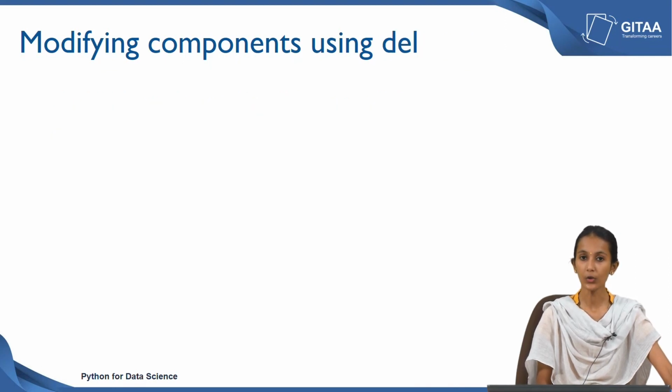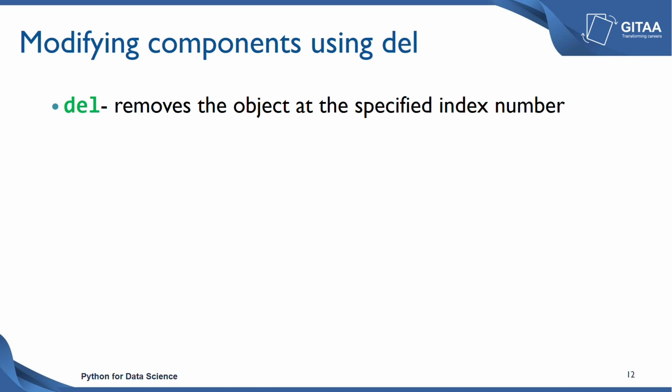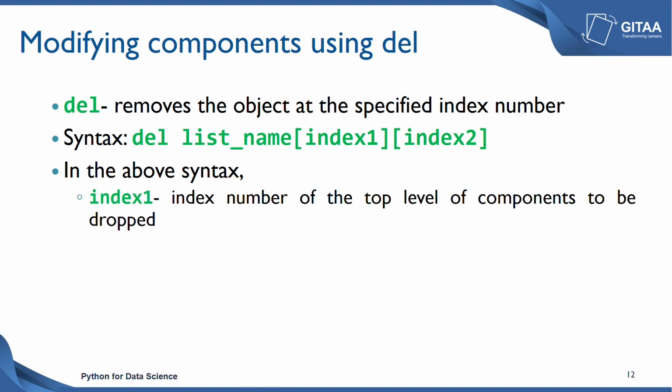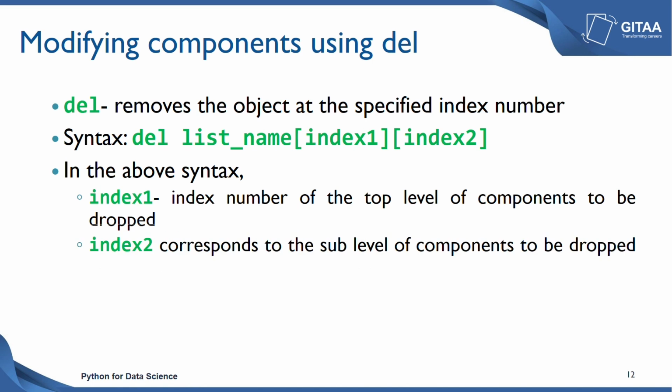Next we will see how to remove elements from the list. There are various methods: we can use del, remove and pop. Let us look at them one by one. del removes the object at the specified index number. Let us look at the syntax. del is a keyword, then the list name, and inside the square brackets you have to mention index 1 and index 2. Index 1 corresponds to the index number of the top level components of the list which has to be dropped. Similarly, index 2 is the index number of the sub level components to be dropped.